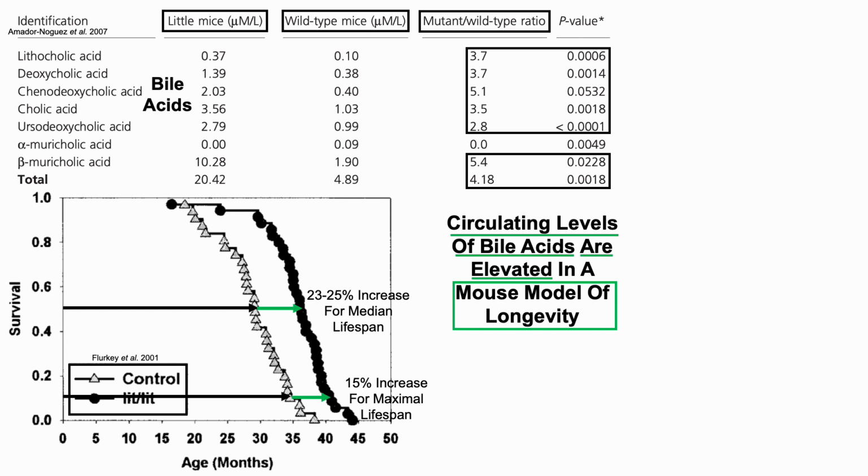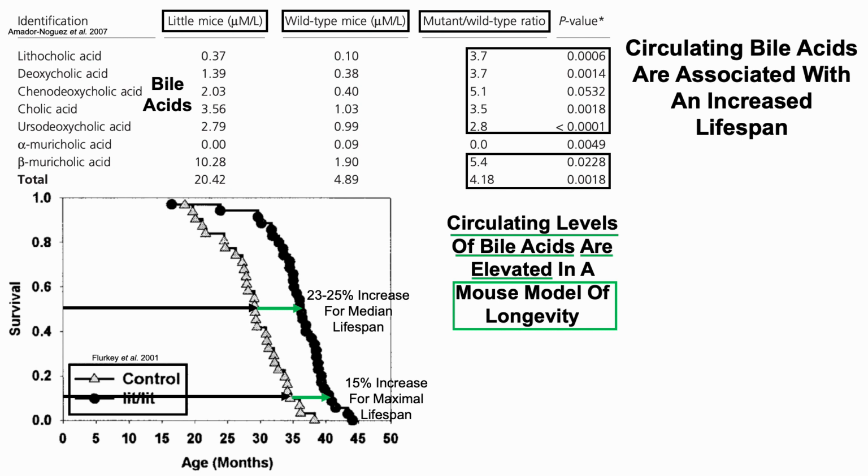And not just a little bit higher, but a lot higher, ranging from 2.8-fold to 5.4-fold higher in the dwarf mice when compared with wild type. And you can see at the bottom too that total levels of these bile acids are 4.2-fold elevated in the dwarf mice when compared with the wild type. So from this, we can conclude that circulating bile acids are associated with an increased lifespan. Although the primary intervention was the mutation in the growth hormone receptor, bile acids, as we can see by this data, are associated with an increased lifespan.